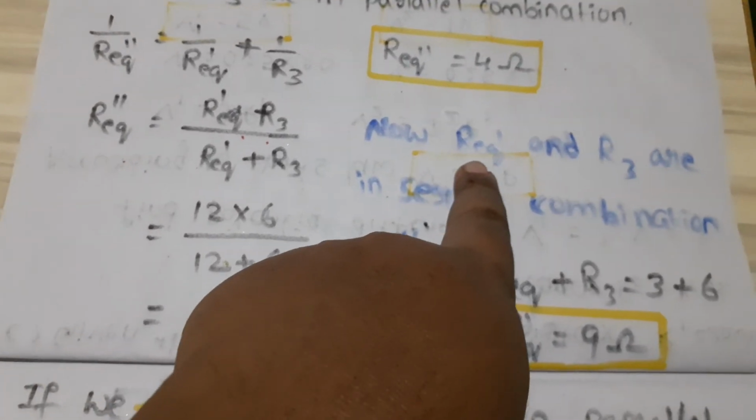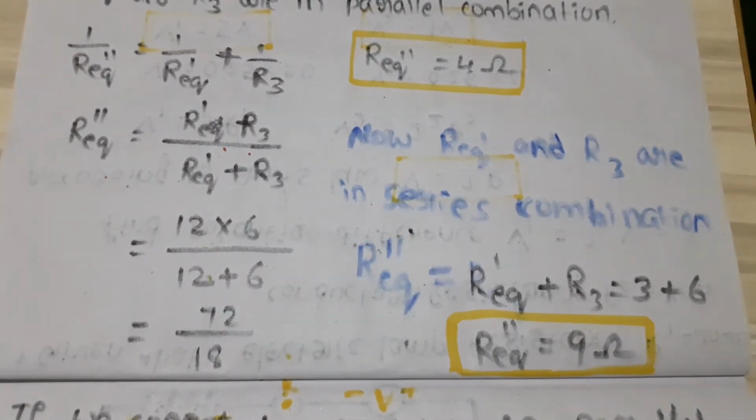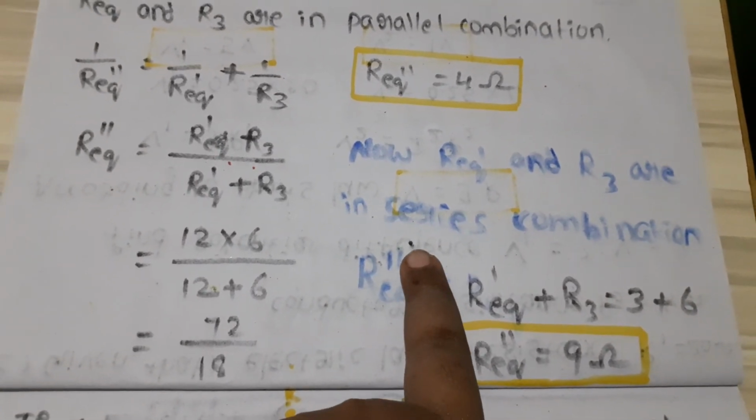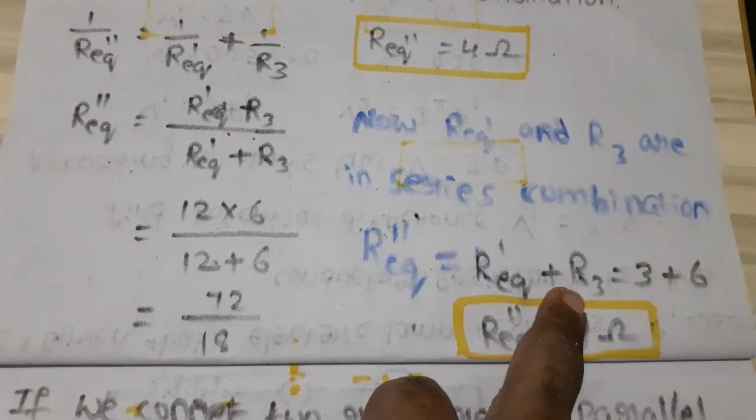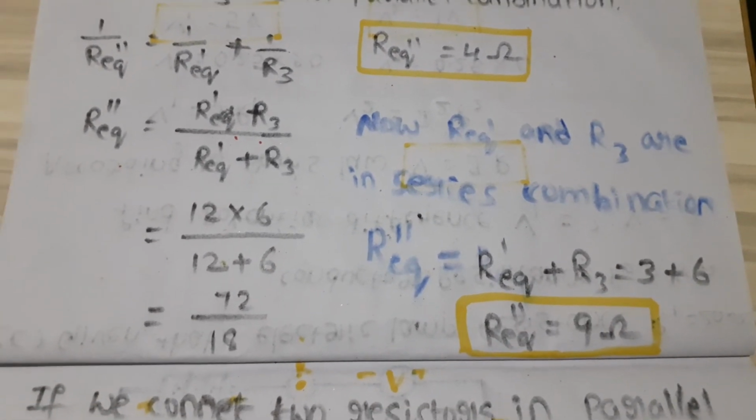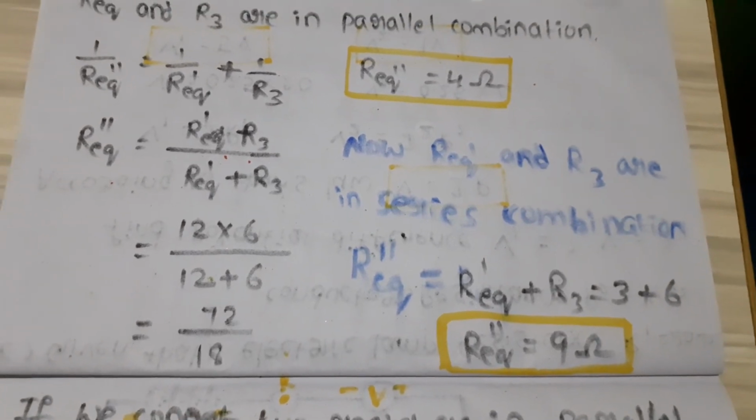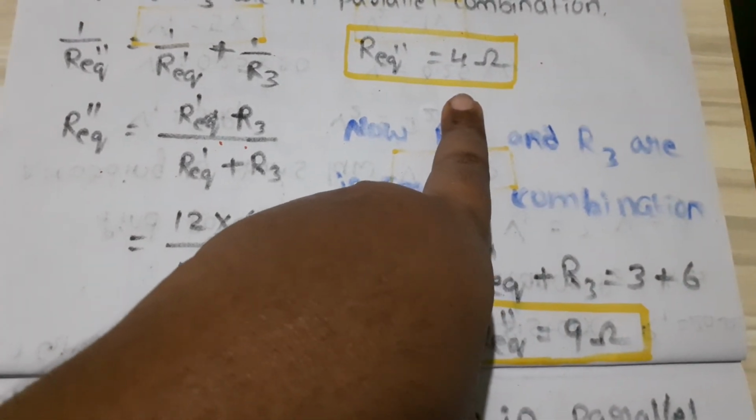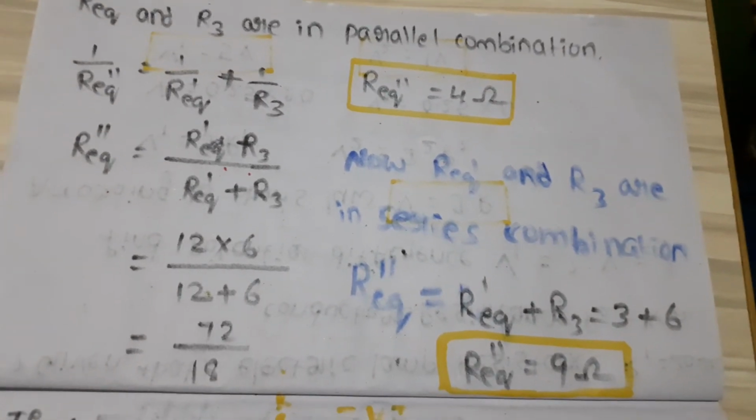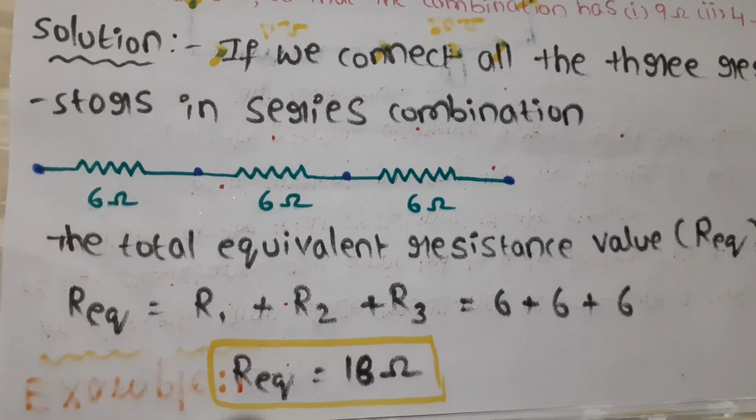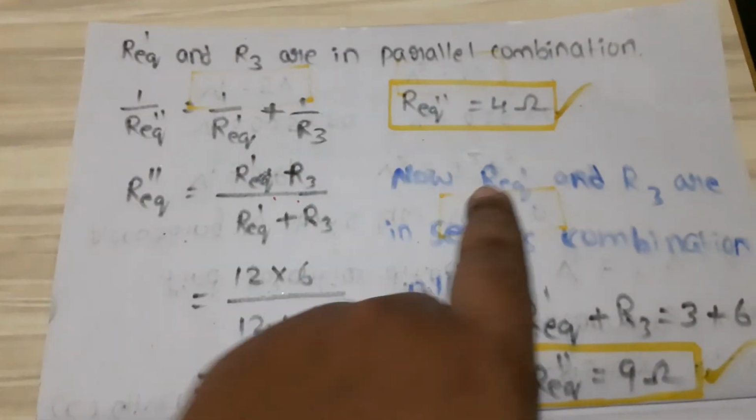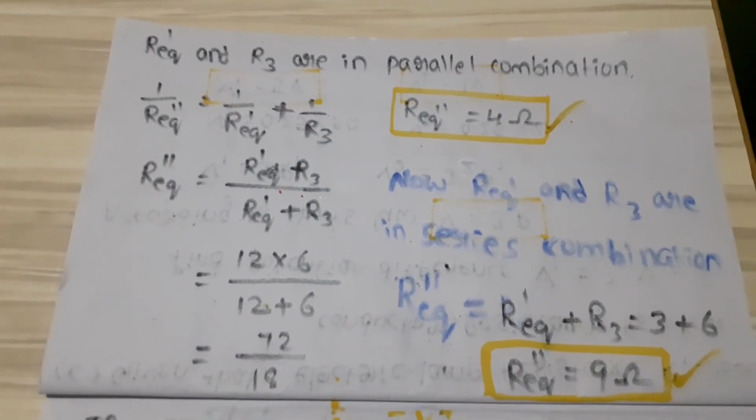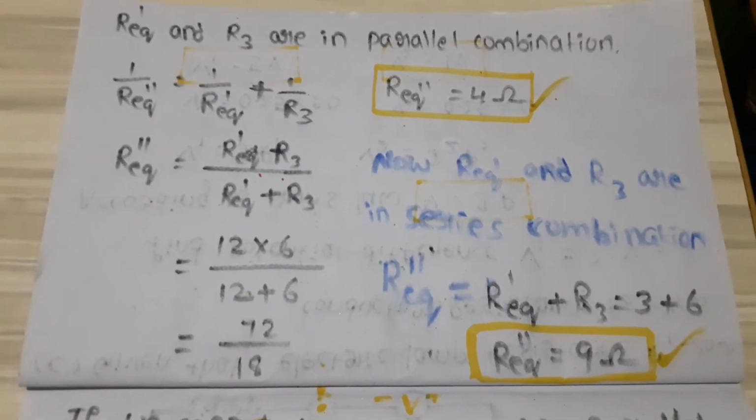Now this parallel combination is connected to the R3 resistor in series combination. So R equivalent double dash equal to R equivalent dash plus R3. Substitute the two values, 9 ohms is the total resistance value. So case 4, 9 ohms. Case 3, 4 ohms. Case 2, 2 ohms. Case 1, 18 ohms. Case 3 and case 4 are the required circuits with equivalent values 9 ohms and 4 ohms. That is the solution.